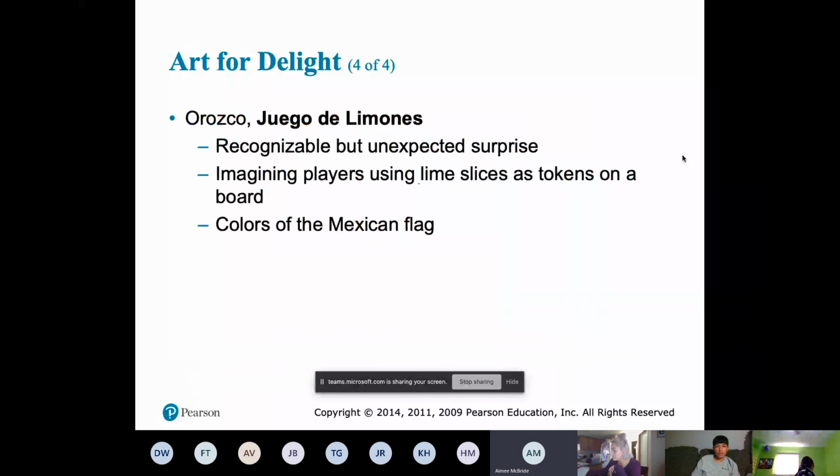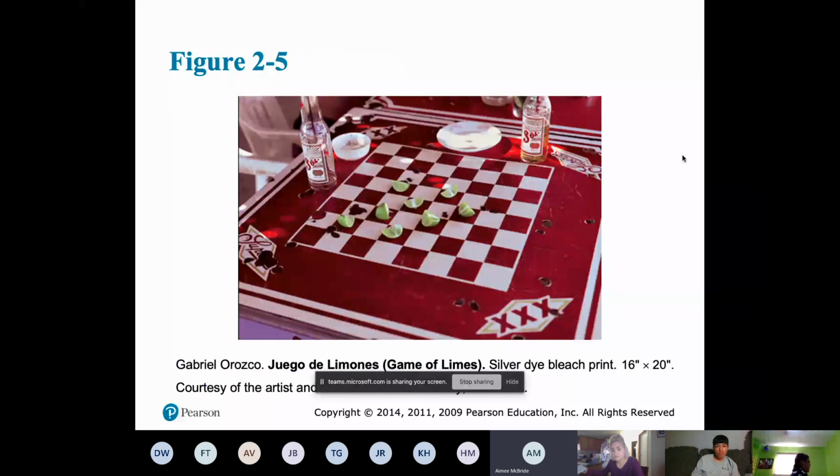Or this one, which uses complementary colors from the color wheel, red and green. Complementary colors tend to be extremely pleasing to the eye. Now you're catching on why Christmas colors are red and green. It's because they're complementary.